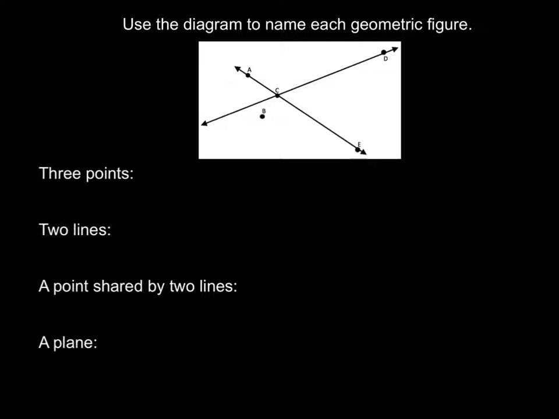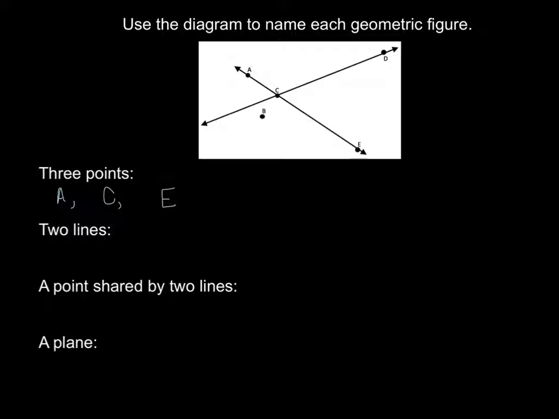Use the diagram to name each geometric figure. So here we have 2 intersecting lines. They are on one plane. So let's give these names. 3 points. Now remember, we can just name these by capital letters. So I could say point A, point C, and point E. I could just name 3 points that are on these lines, on this plane.